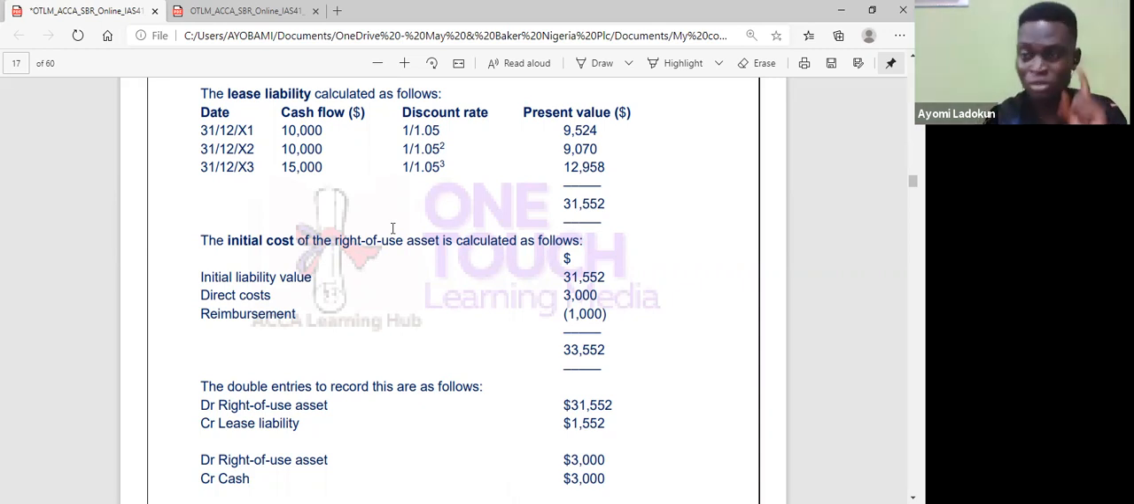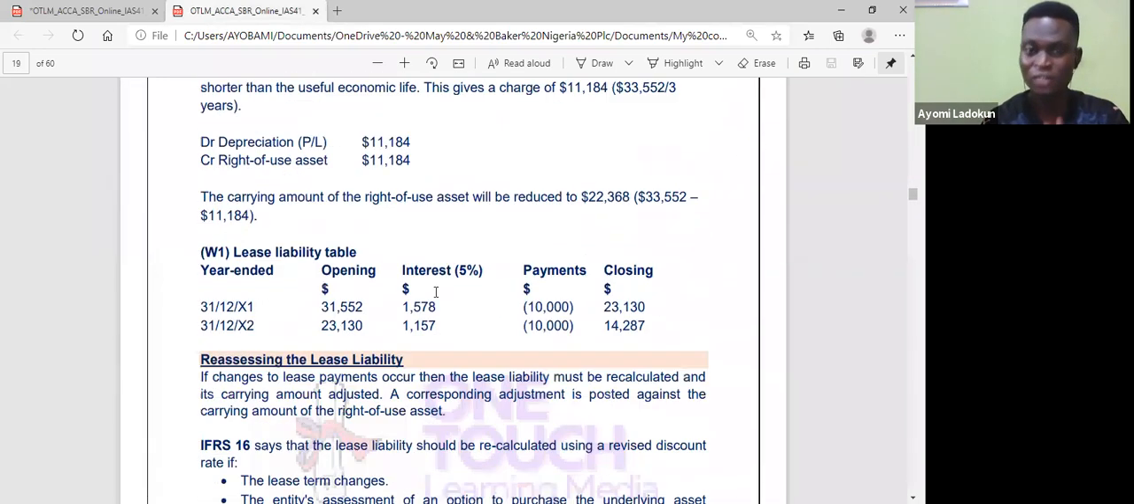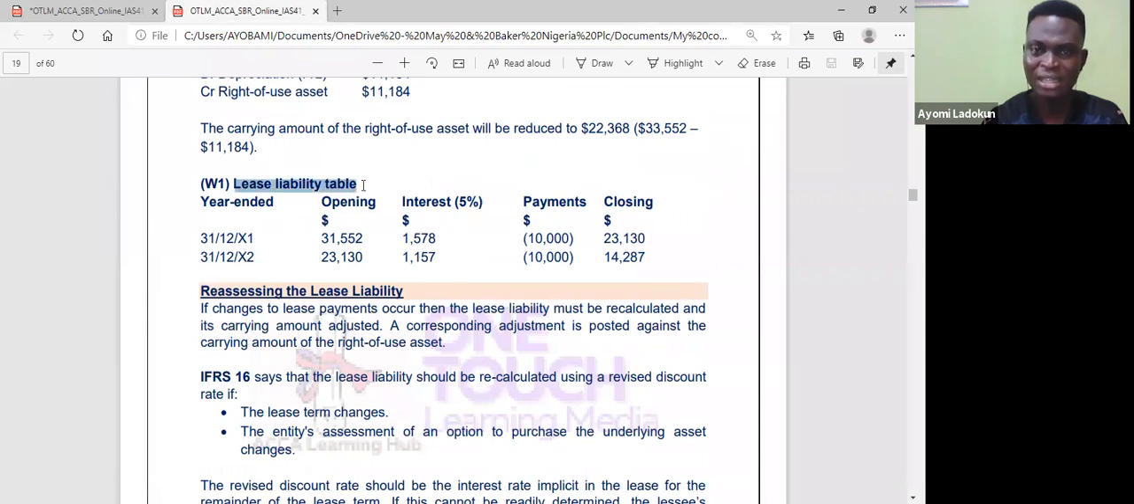So immediately you want to do the subsequent measurement, you remember you need to do what we call a lease liability table. Okay, you need to do a lease liability table, and you have 5 columns. That's how to learn. So in my exams, I already know I have 5 columns to do my lease liability table. So this is what we call my lease liability table. So I have my year-ended, opening, interest, payment, and closing. Okay, so that is my lease liability table.